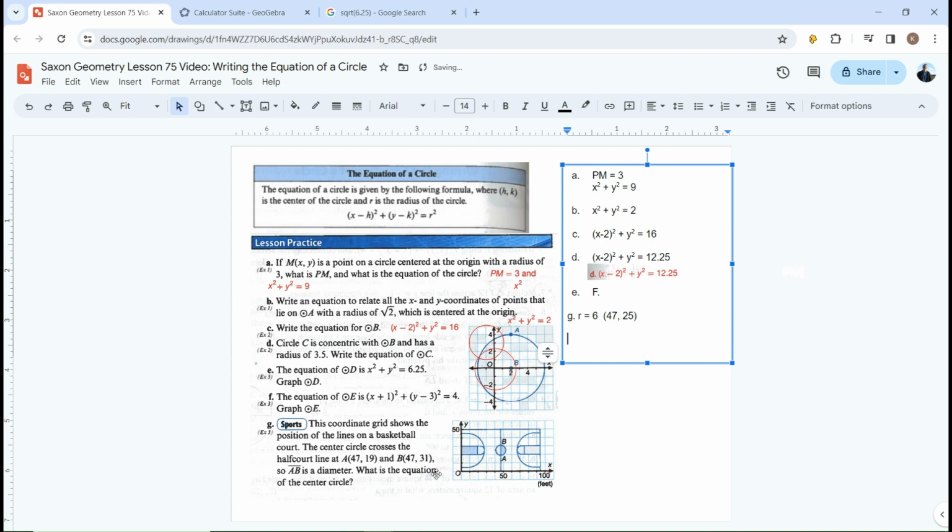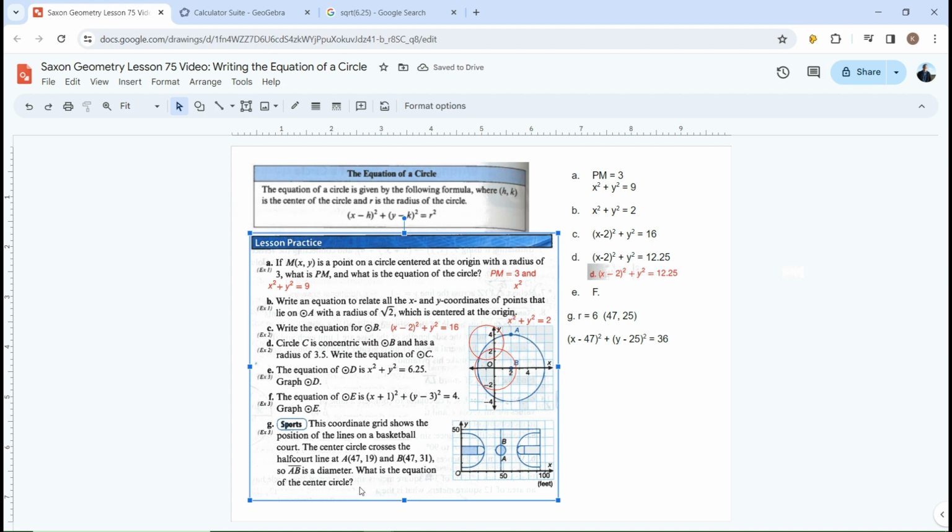Now, if I know the radius and the point to the center of my circle, I can easily write an equation. It's going to be x minus 47 squared, can't forget the squared, plus y minus 25 squared. All right, got to get this squared in there. Equals the radius squared. The radius is 6, so equals 36. That should be the equation for my circle. Let's just check and make sure we got it right. x minus 47 squared plus y minus 25 squared equals 36. That is how you work these circle problems. You are ready to apply this to the homework problems.